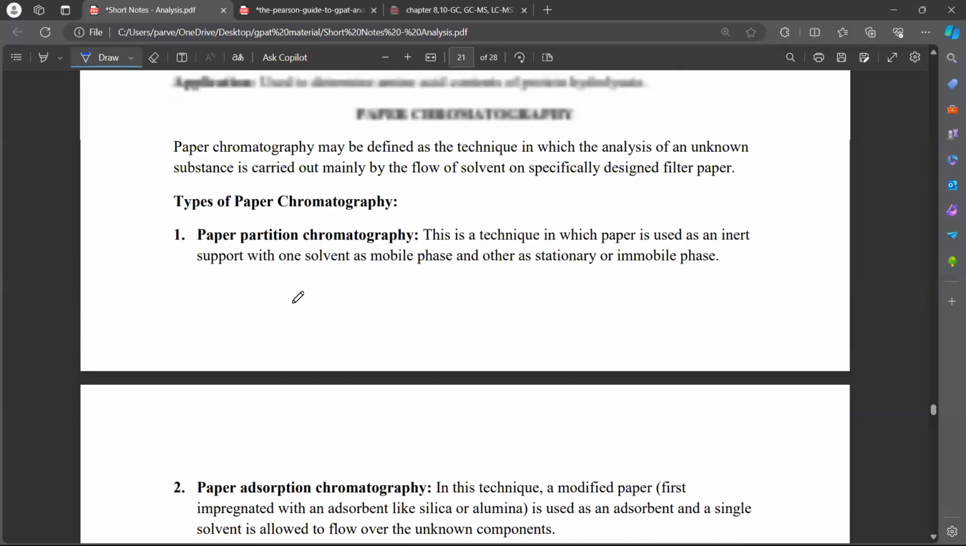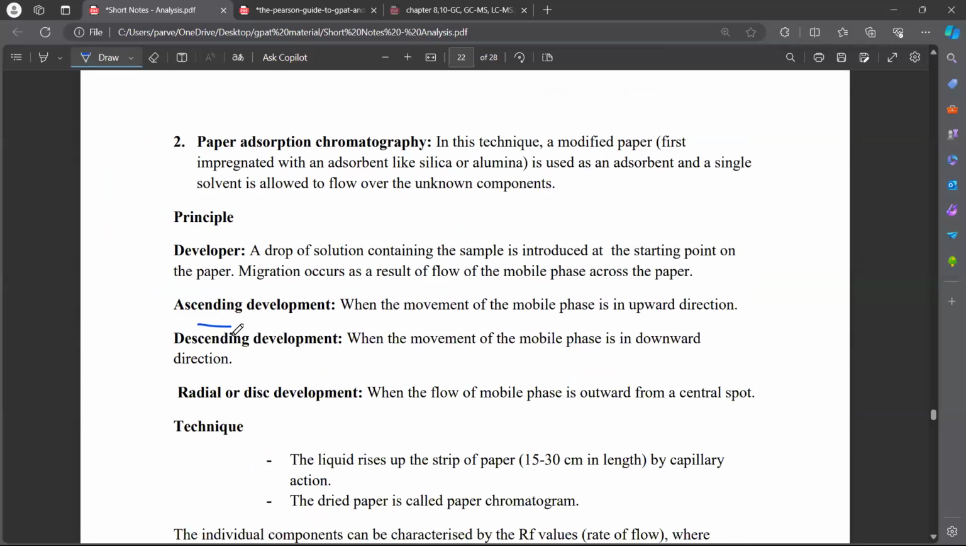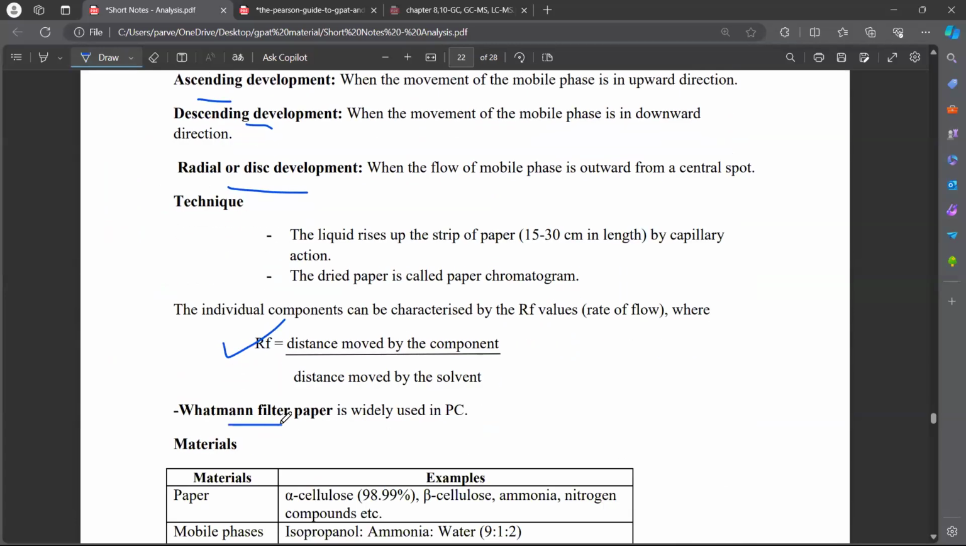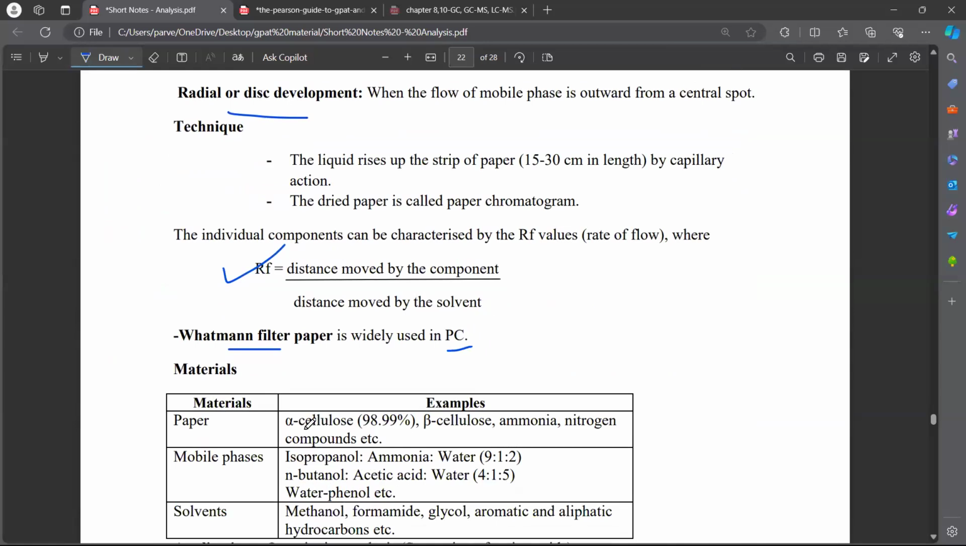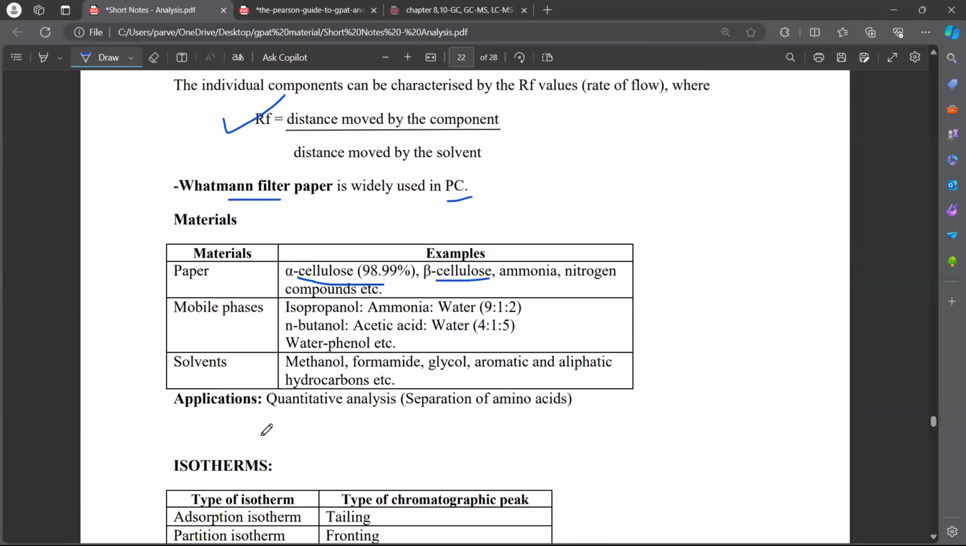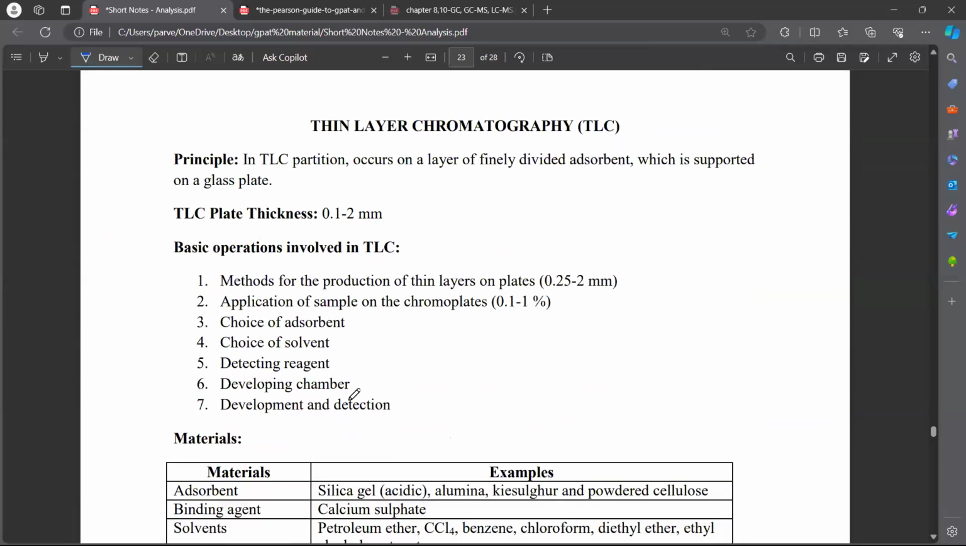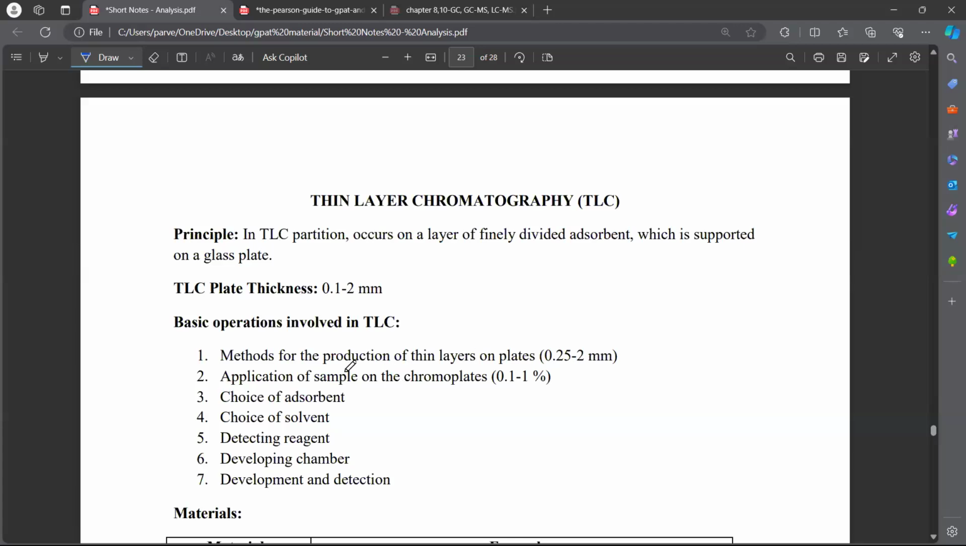As I mentioned here also, the partition, the ascending, the descending, the radial or disk chromatography. As I mentioned about the Rf, the filter paper, which is basically the Whatman filter paper, is mostly used in paper chromatography, and is generally made up of alpha cellulose, beta cellulose. Mobile phases are these. Next, thin layer chromatography, as I mentioned, the basic operation is nothing but methods to prepare the thin layers on the plate.